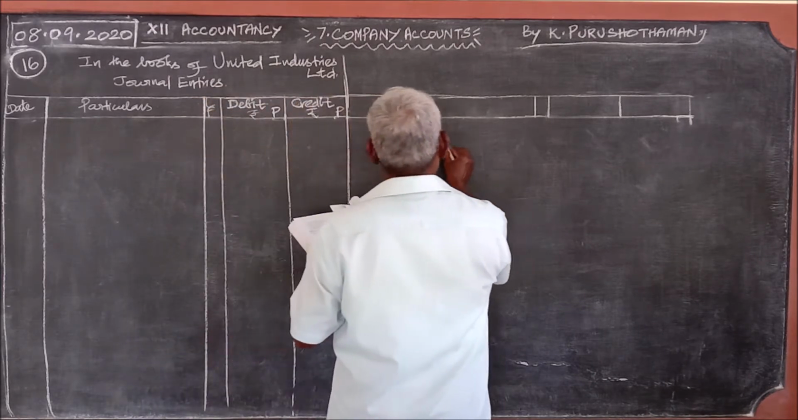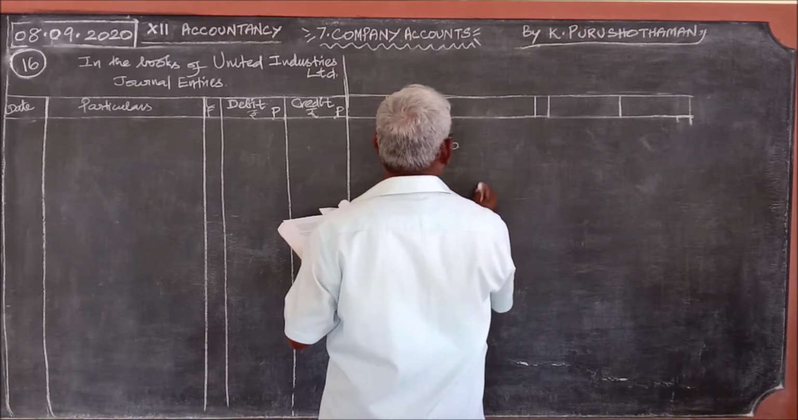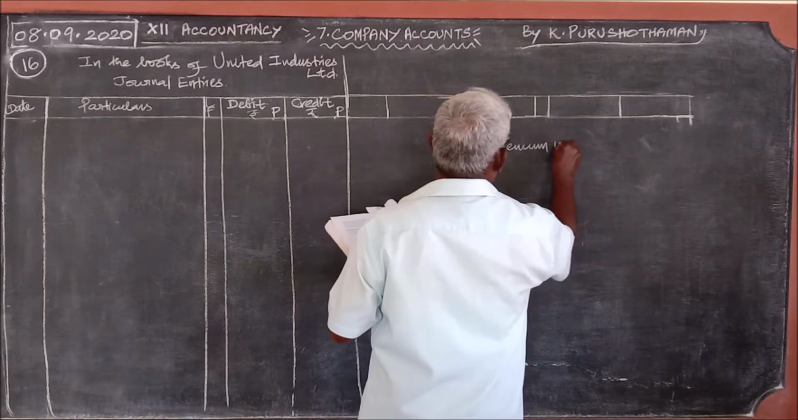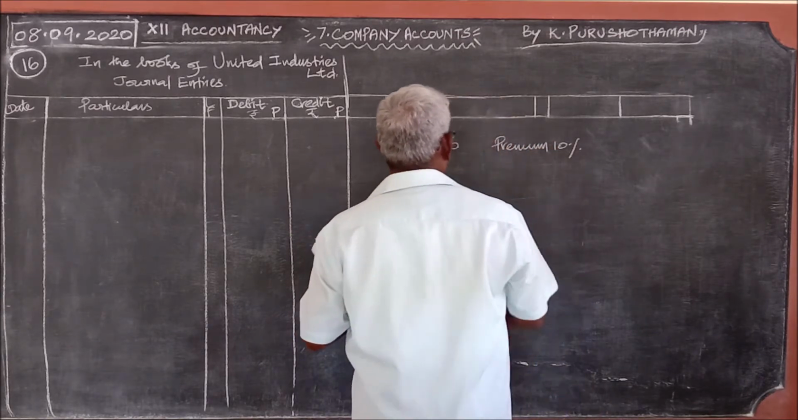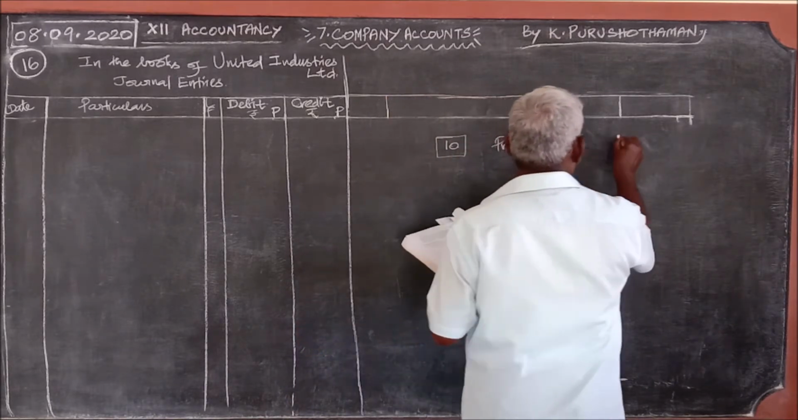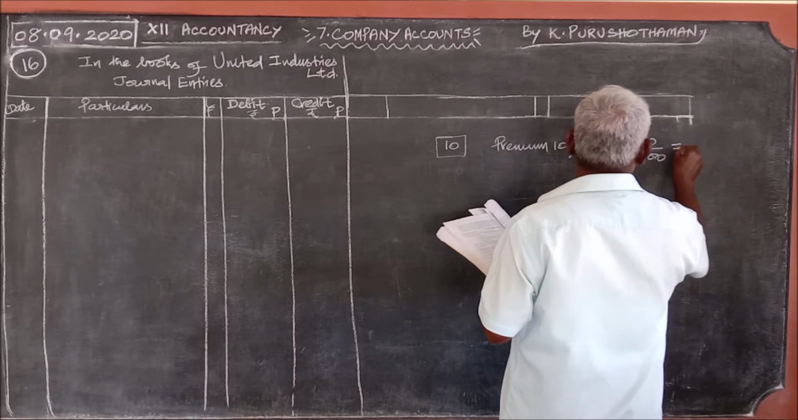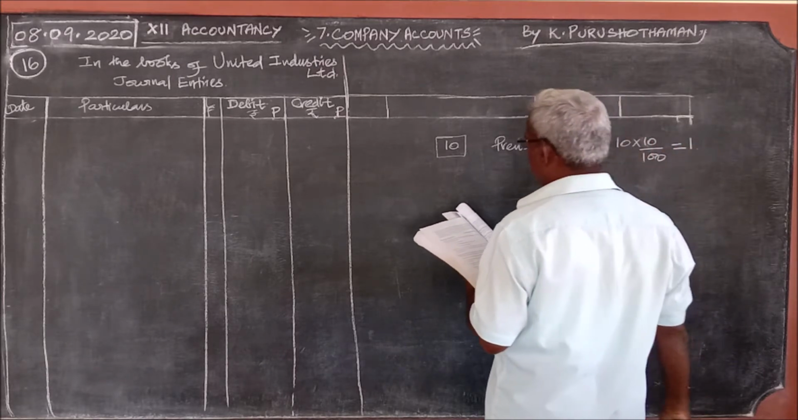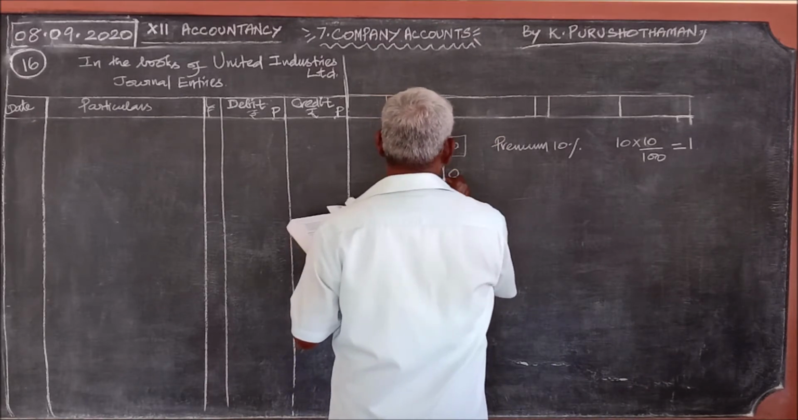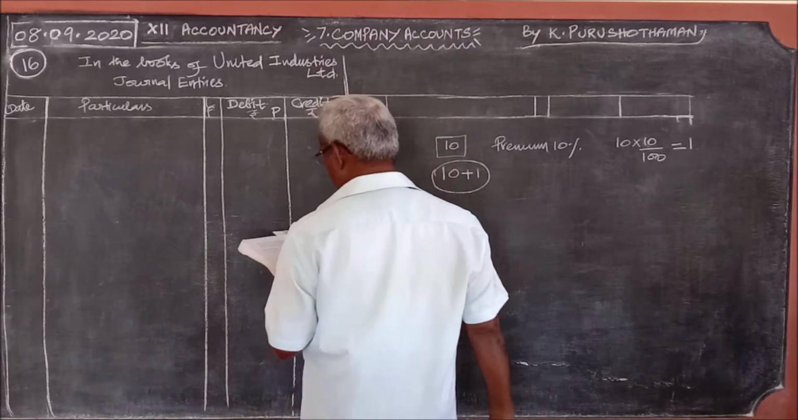So, what are the particulars given? 10 rupees, premium 10%. If the value of share is 10, premium 10%, that is 10 into 10 by 100, which is equal to 1. 1 rupee is the premium. So the amount to be paid by the shareholders is 10 plus 1, that is 11 rupees.